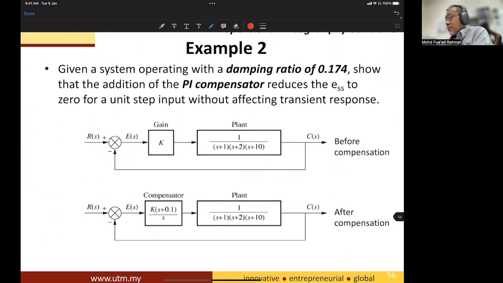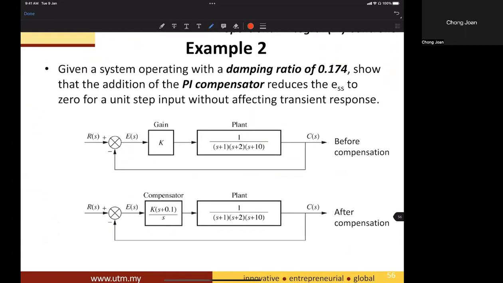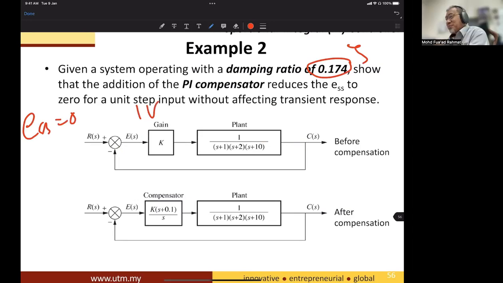Examples. Dr. Ijimi, can you read the question, please? Example 2: given a system operating with a damping ratio of 0.174, show that the addition of the PI compensator reduces the ESS to 0 for unit step input without affecting transient response.